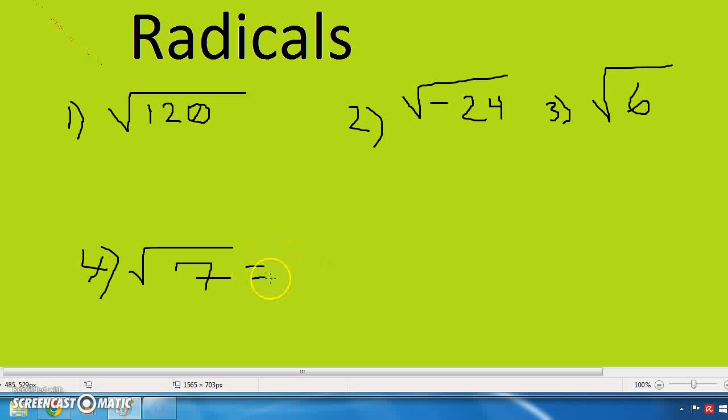So if you ever have to solve for this, just leave it like this, root 7, and if you have to approximate it, just plug it into your calculator.